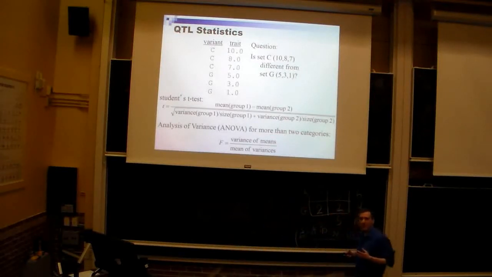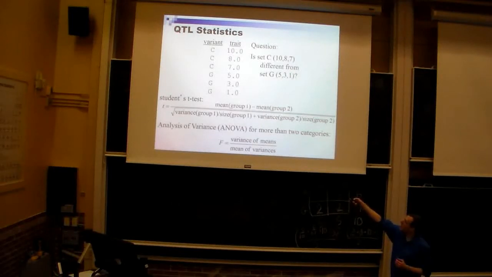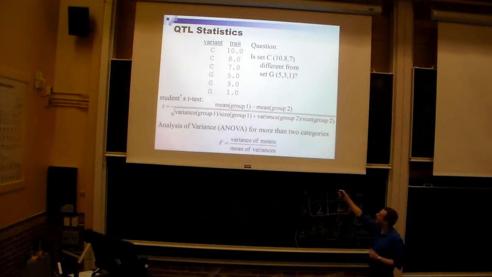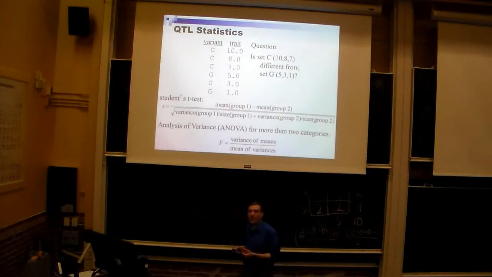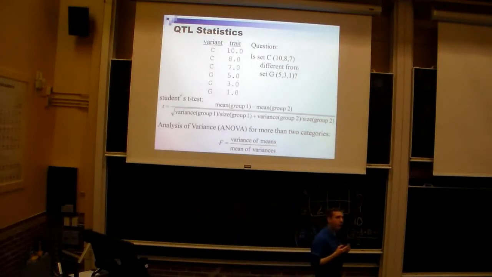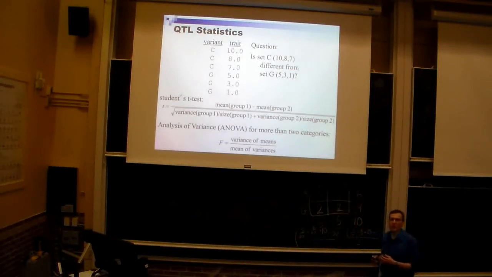So if the C allele, let's say, produces higher yielding plants, you would expect the mean of group 1, that is plants with the C allele, to be noticeably larger than the mean of group 2, plants with the G allele. So that is the numerator of the statistic we compute in the t-test. You have to control for how big that skew is going to be relative to how spread out the values are.